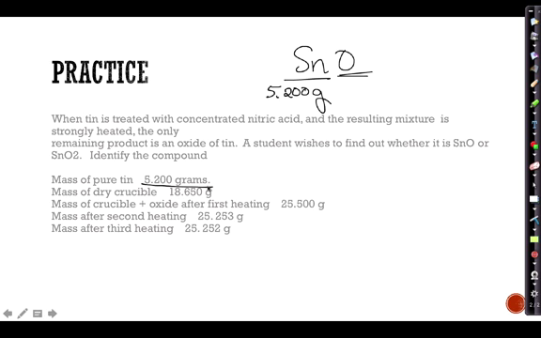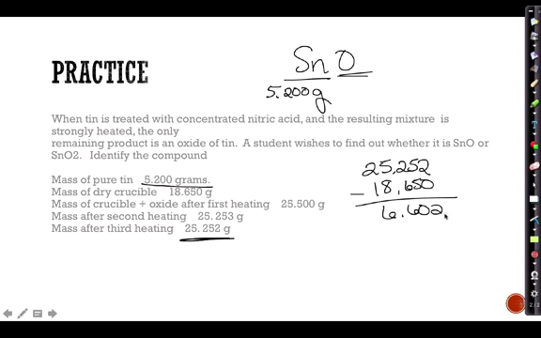Well, I heat it up, and basically the Sn reacts with the oxygen. So after I heat it up, I should have Sn oxide. It's either SnO or SnO2. So this is the mass of the Sn oxide plus the crucible. So let's find the mass of the Sn oxide. To get the mass of the Sn oxide, I'm going to take the mass of my crucible with my product and subtract out the mass of the crucible. Well, when I subtract that out, I get 6.602 grams.